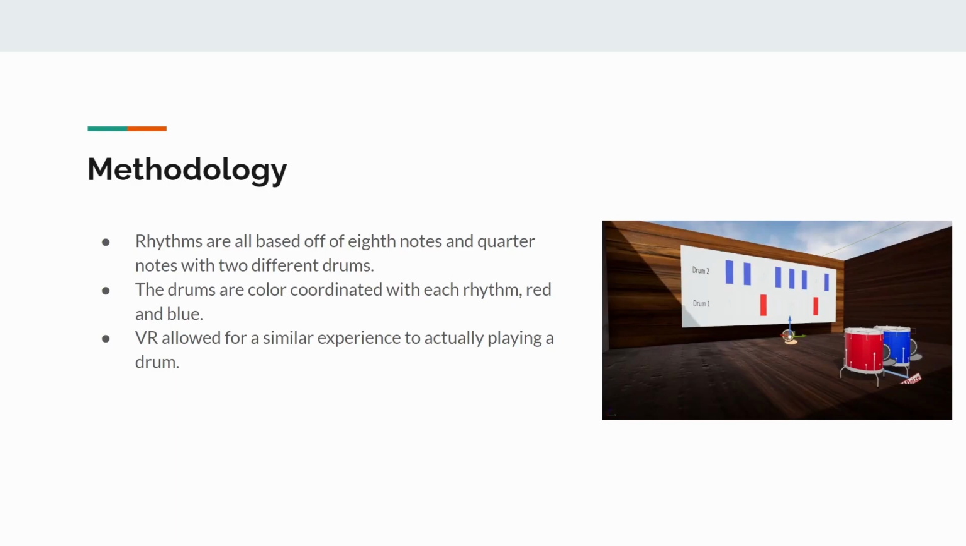On the top row, we can see drum 2 with the blue notes. That means the user will play the blue drum at those times, and then same with the red. Like I said before, using VR allowed for a similar experience to actually playing a real drum. Participants were able to move their hand with the controller into the drum like they would hit a real drum.